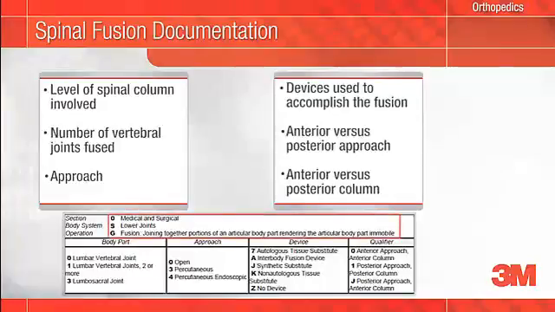Here you see the table the coder will use to construct a code for our lumbar spinal fusion. For example, fusion of one lumbar vertebral joint via an open approach using autologous bone graft via posterior approach, posterior column, is coded as 0SG0071.